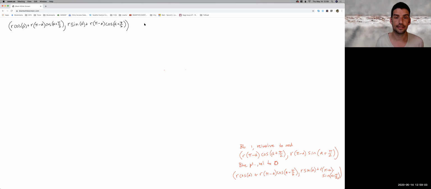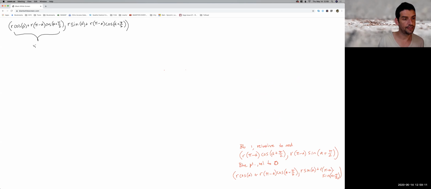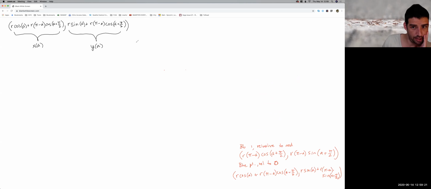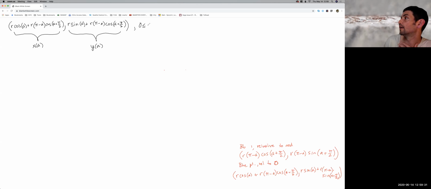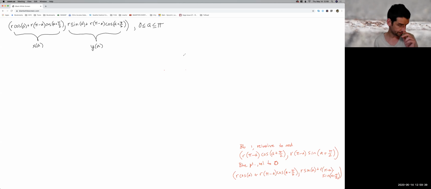The idea: we can think of this as our function for x. We can think of all this as our function for y, where A is the parameter. This is describing the path as theta goes from 0, sorry, A goes from 0 to pi.